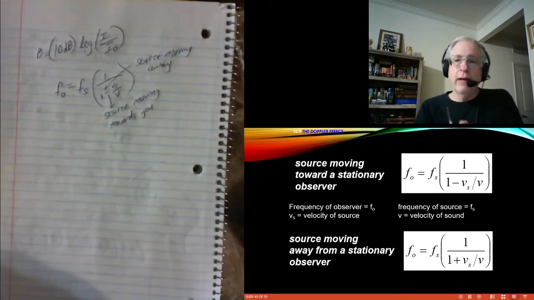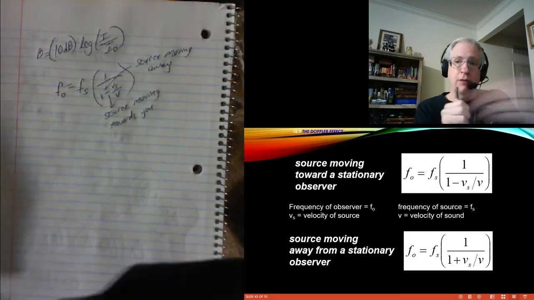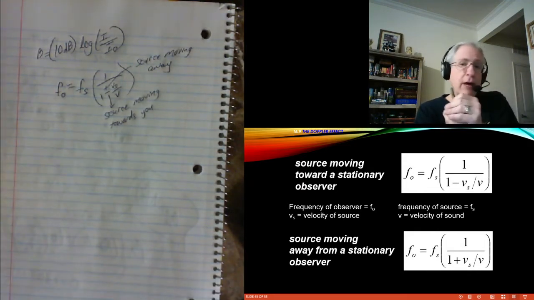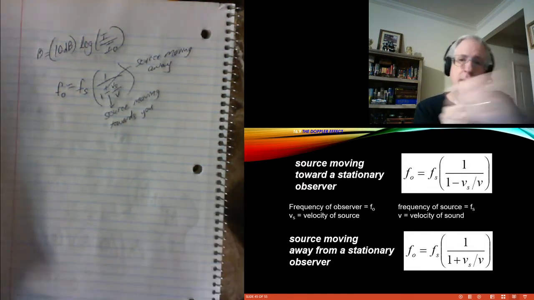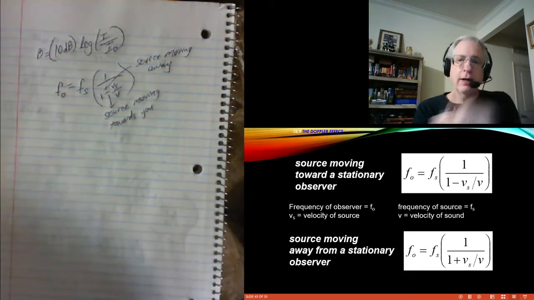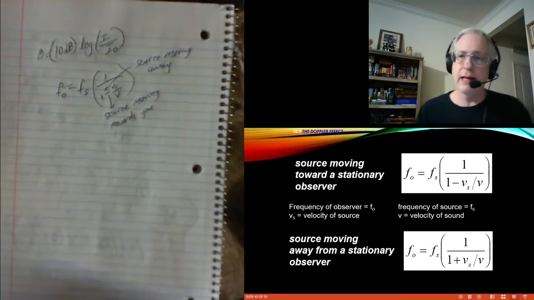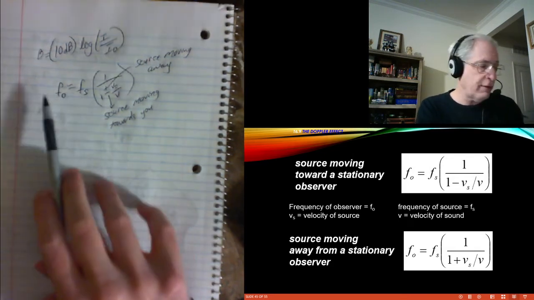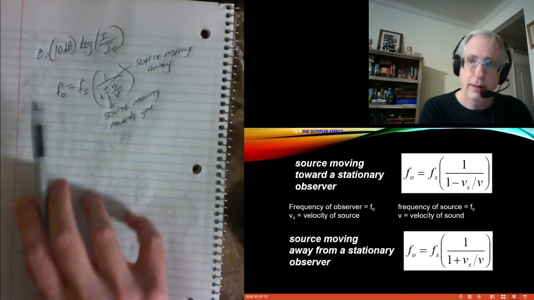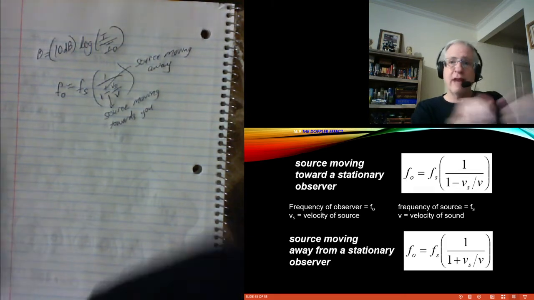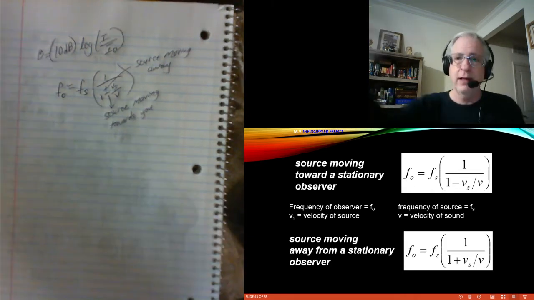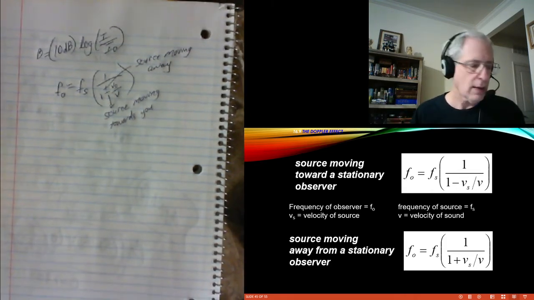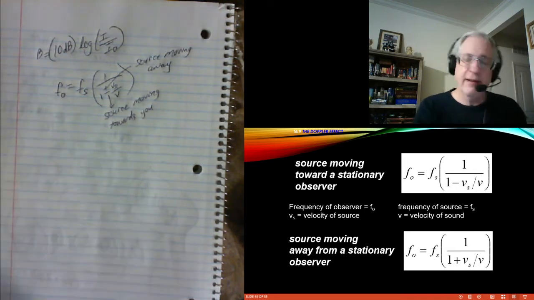It's similar to a redshift. As light moves away from you, it shifts towards the red. As sound moves away from you, the wavelength gets longer and the frequency gets smaller. The source frequency stays the same. It's the frequency that you hear that changes because the wave is being stretched out as the source is moving. This is how movement affects waves.